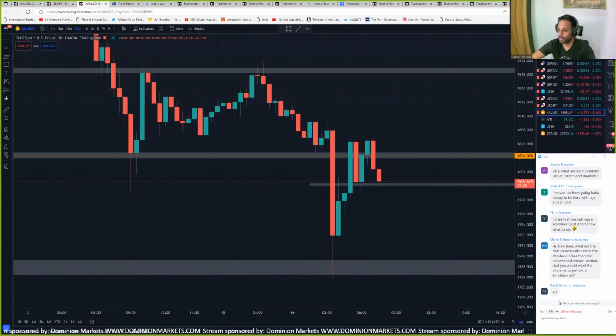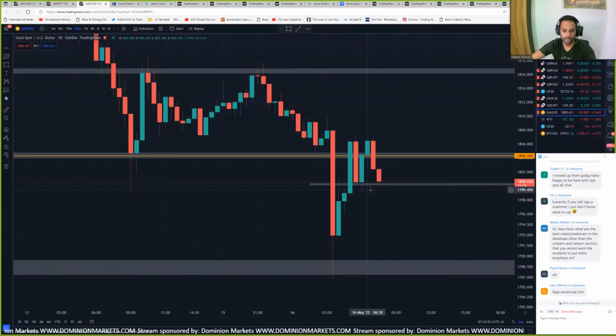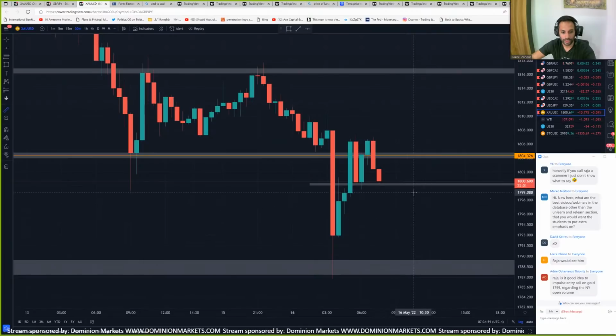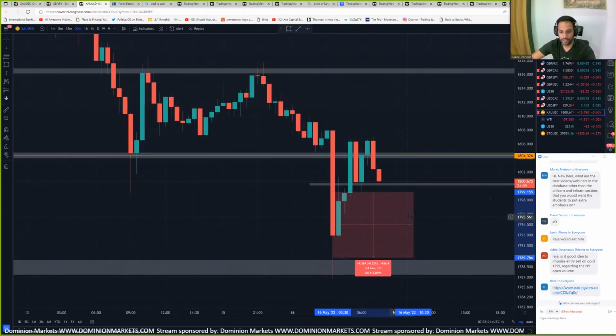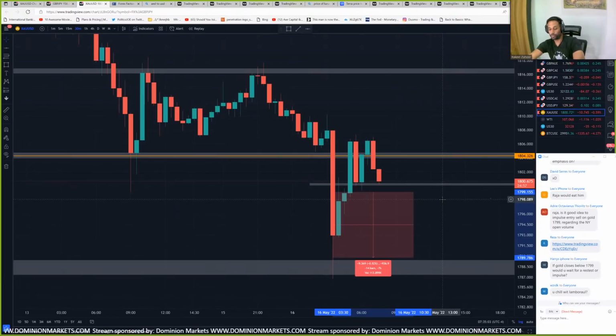30-minute candle of gold coming with no wick. Yeah, we're going to wait. Once we break below 17.99, it's going to continue pushing down. And I think that could happen with NY Open. We still got some time left over here.